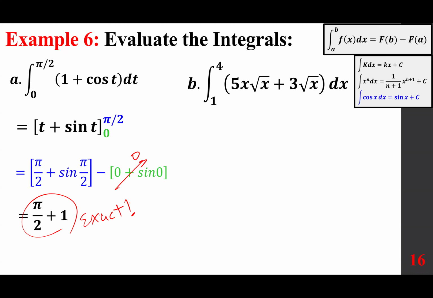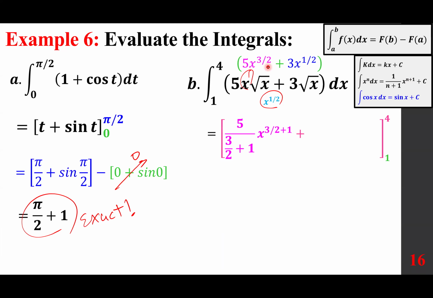The integral from 1 to 4 of 5x square root of x plus 3 square root of x. And we have to change square root of x to the power of 1/2, so we can combine these two into x to the power of 3/2. So we have 5x to the power of 3/2 plus 3x to the power of 1/2, which makes it ready for the next step using the power rule to integrate. So having said that, this is 5 over (3/2 plus 1), x to the power of 3/2 plus 1. Plus, this one is 3 over (1/2 plus 1), x to the power of 1/2 plus 1.